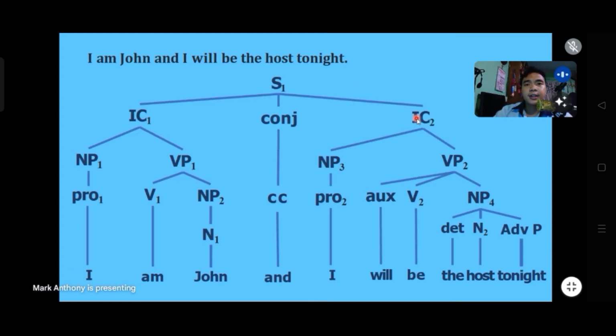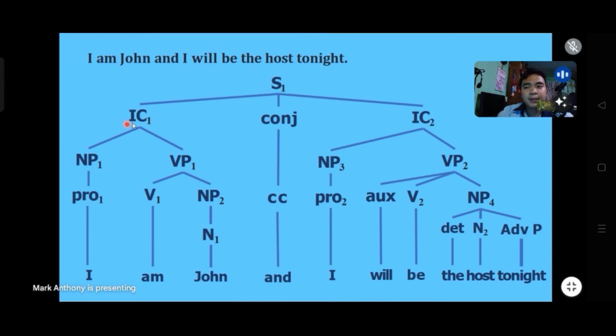And so for this sample sentence, we have here, I am John and I will be the host tonight. So the sentence has, as we can see, two independent clauses. So let's try to analyze the structure of the sentence itself. Here we have the sentence, and then it is divided into two constituents. So perhaps there are two independent clauses.